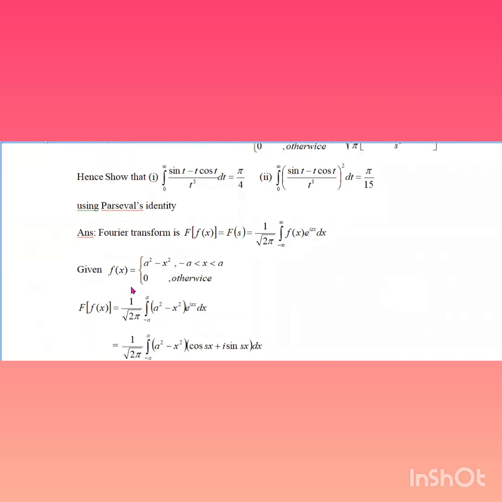So, given f of x is equal to a square minus x square, comma modulus x less than a. Modulus x less than a means minus a to plus a. The limit of x is minus a to plus a. Another value is 0, the limit is otherwise. Because f of x is 0, we are not going to use the limit.